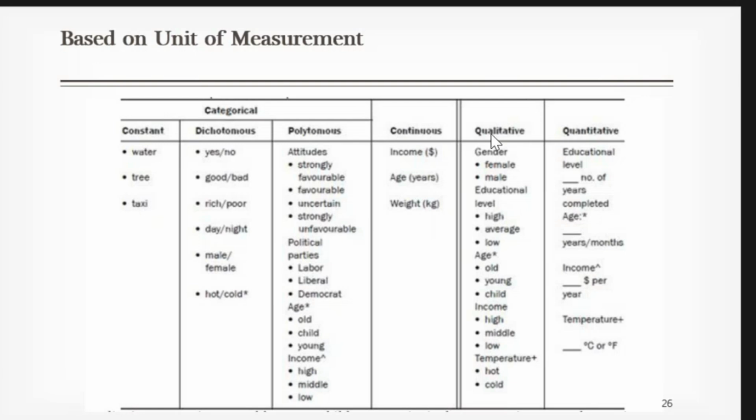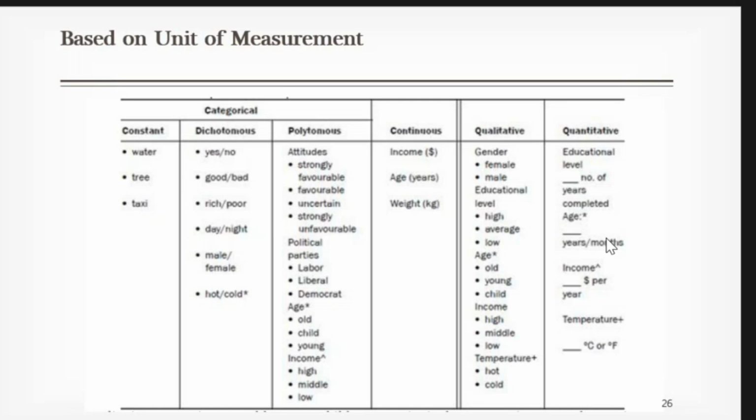Now we have one more category, that is qualitative and quantitative. Qualitative means when you express in terms of text, it is a qualitative variable. And when you express in terms of number, then it is a quantitative variable. Like gender, if you express it as male and female, you cannot number the gender. You have to write male and female, then it's qualitative. Educational level, high education, average education, low education, that is qualitative because you are expressing it in words. Age as old, young, and child. When you write the person is old or young or a child, it is qualitative.